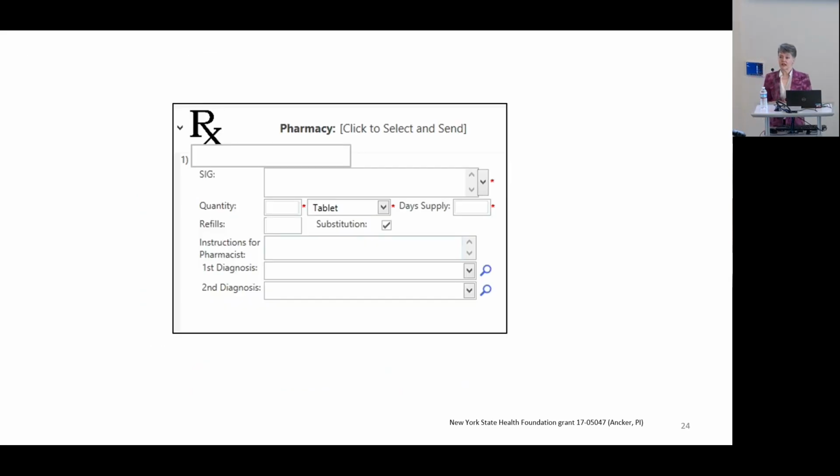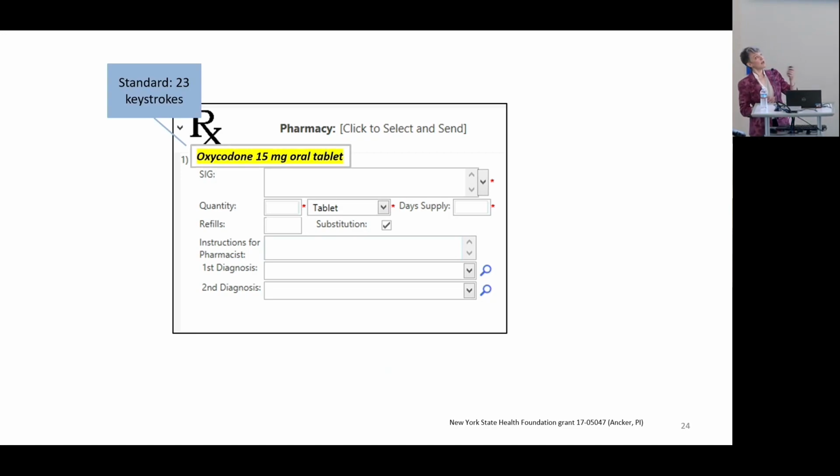So we did this again through defaults. This is an artist's depiction of the prescribing interface. This is not a screenshot from Epic. And typically, when a prescriber writes a prescription, we counted it out. It takes 23 keystrokes. And you would either type or select the drug, and then you have to fill out these other fields about how many pills and how many days and instructions for the pharmacist, stuff like that.